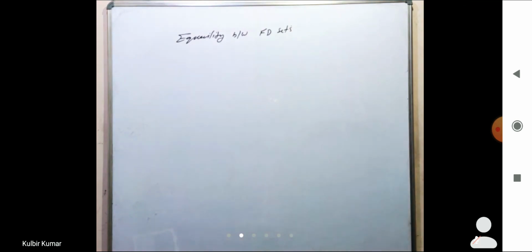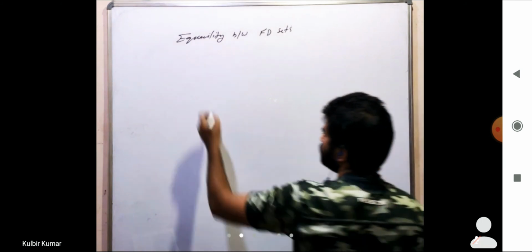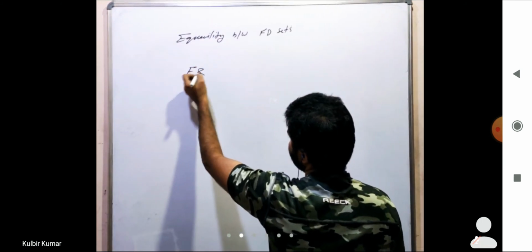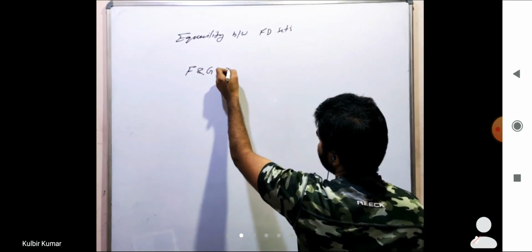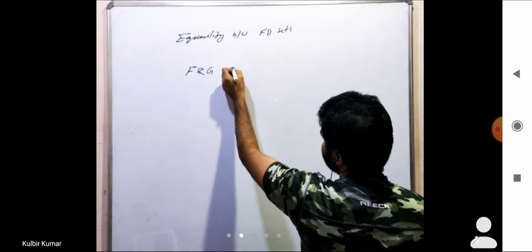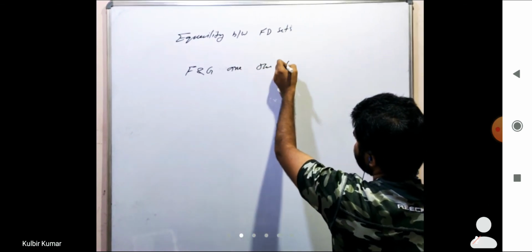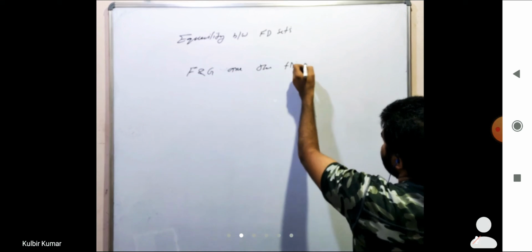So what can we say about equality? F and G are the functional dependency sets.